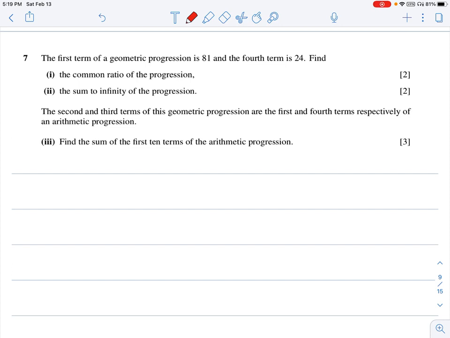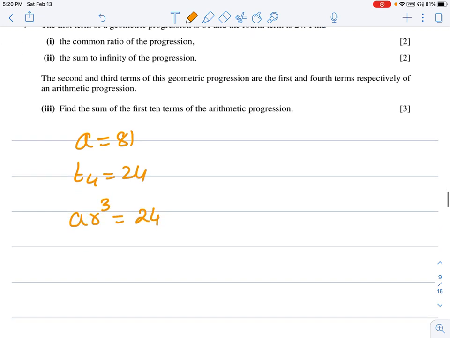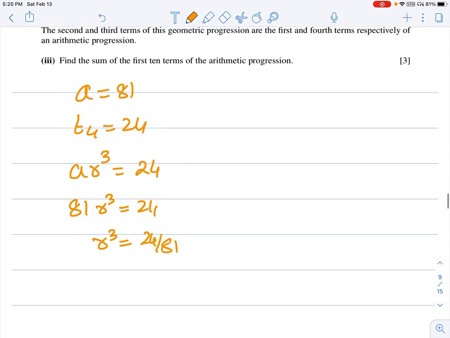The first term of a geometric progression is 81, so a is equal to 81. The fourth term is equal to 24. Fourth term means ar to the power of 3 is equal to 24. So a is 81, r cubed is equal to 24 upon 81.